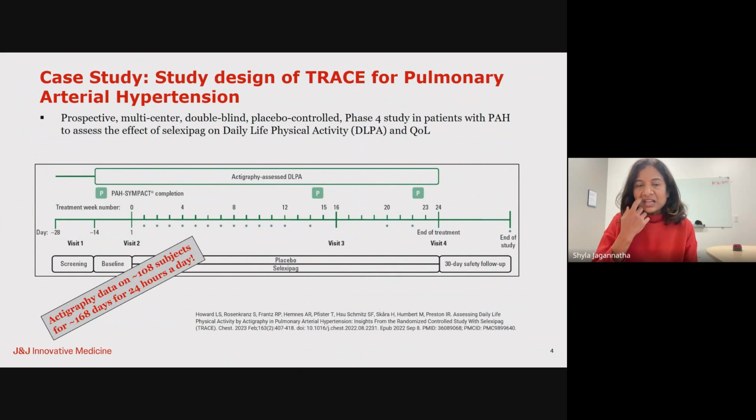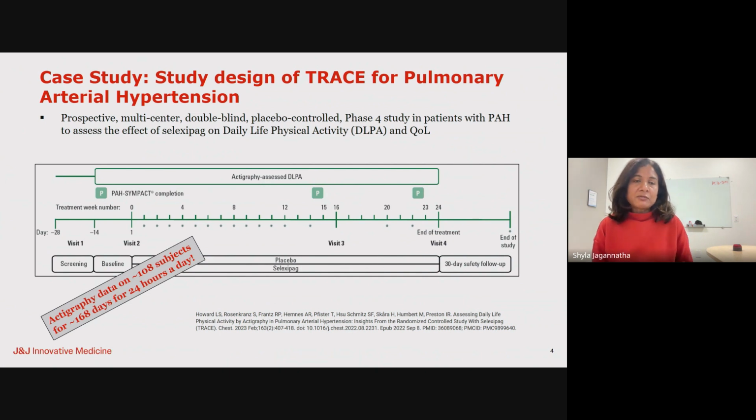So this is the design of the case study. It is a double-blind randomized controlled trial, parallel groups design. The subjects were randomized to either placebo or selexipag, and the duration of the study was 24 weeks, with a 30-day follow-up. If you want to know more about this study design, I have provided the reference, and you can look it up. It was published earlier this year.